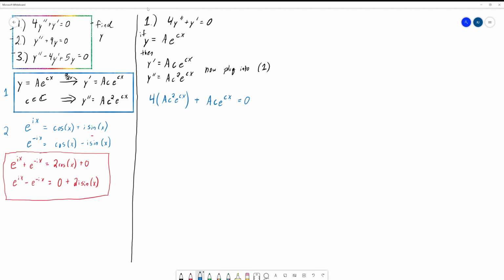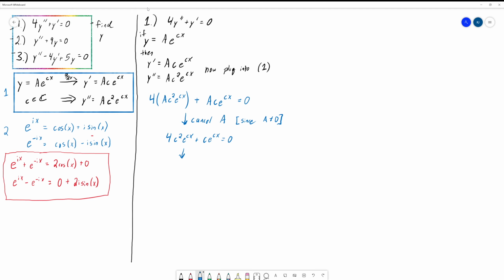Okay, and now I'm going to just draw out my logic, cancel A, and we're allowed to cancel out A since A is not equal to 0. If it did, you would just have y equals 0, which technically is a solution. So we will have 4c squared e to the cx plus ce to the cx equals 0.